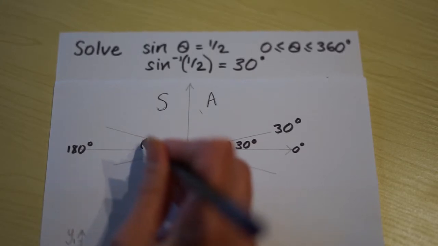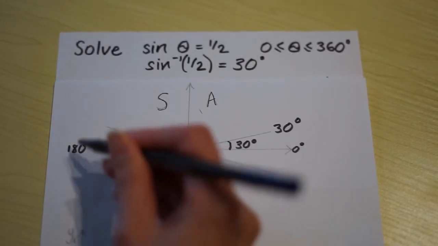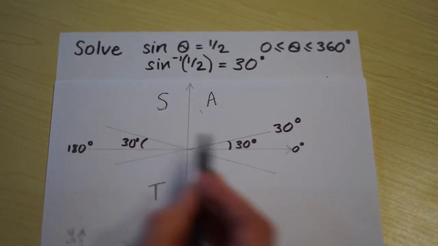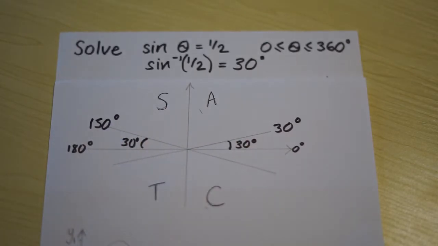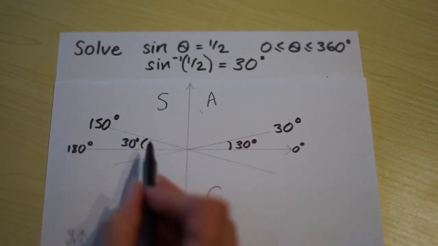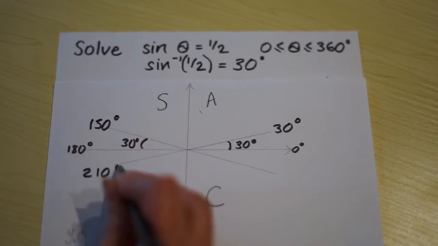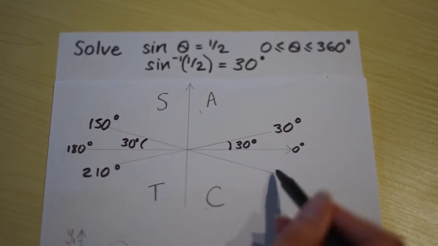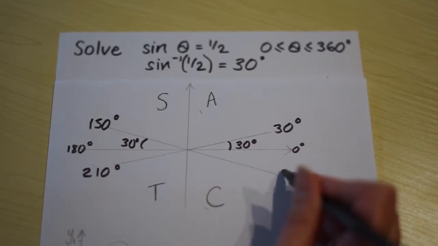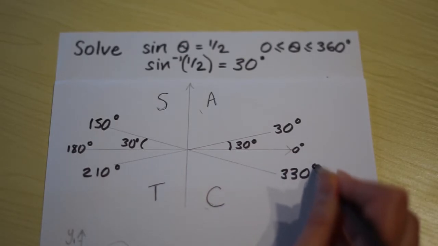So 30 degrees upwards from 180 is 150 degrees. 30 degrees down from 180 is 210. 30 degrees down here is 330.